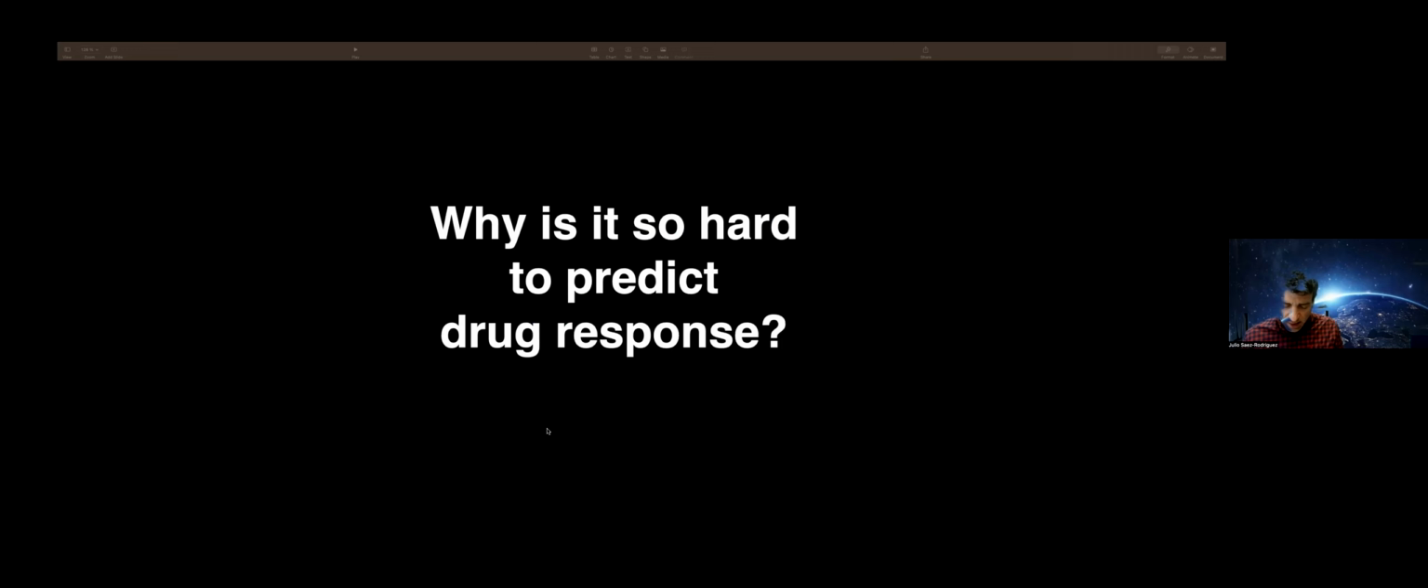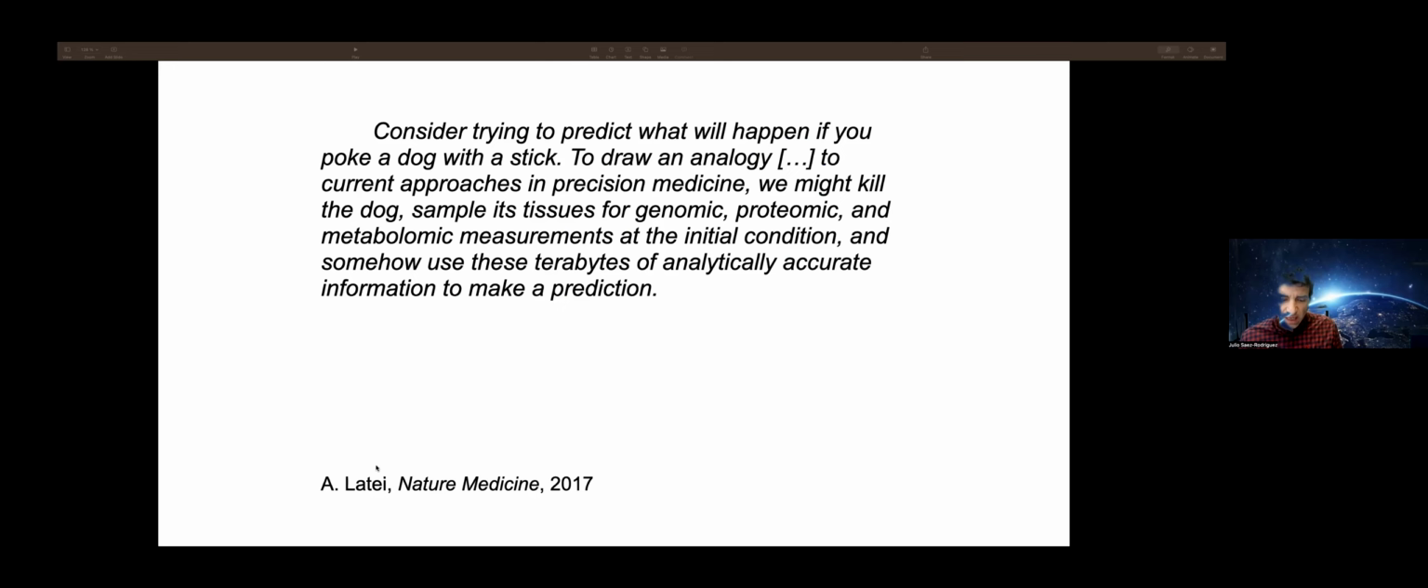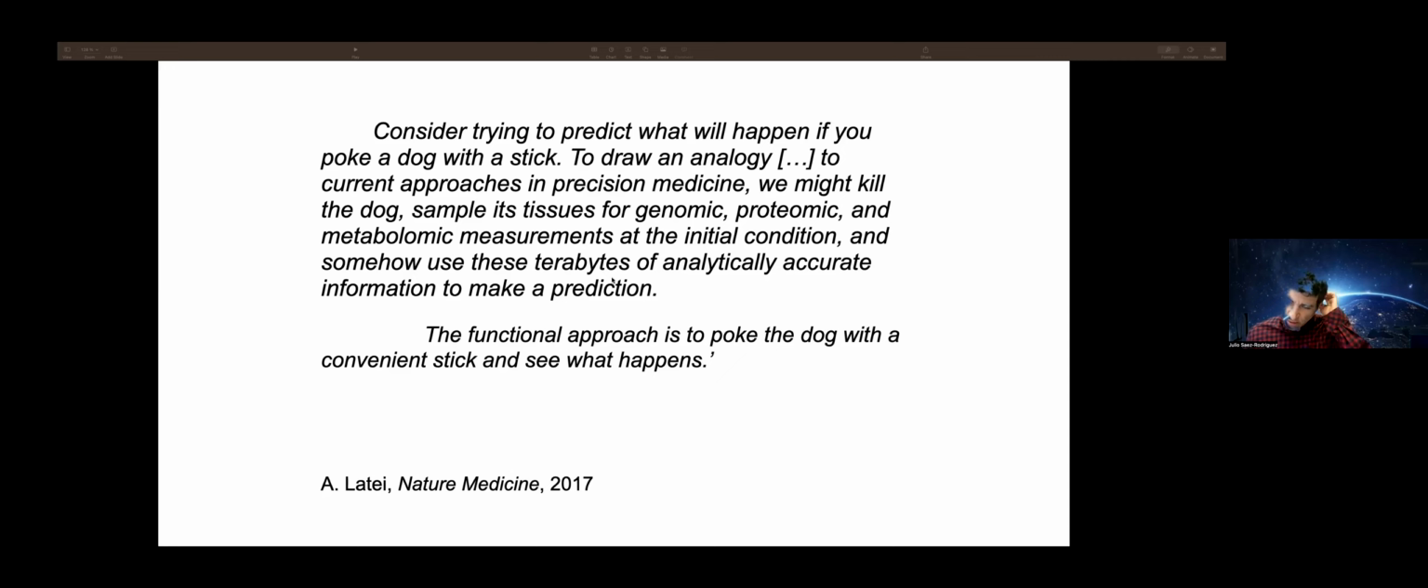I like very, very much how Tony Letai put it. So Tony Letai is an oncologist at Dana-Farber in Boston, and he makes an analogy between predicting drug efficacy and understanding what happens if you hit a dog with a stick. No? And he says, consider trying to predict what happens if you poke a dog with a stick. It's an analogy to current approaches in precision medicine. We kill the dog, sample tissues for all sorts of omics at the initial condition, and then use this huge amount of terabytes of data to make a prediction. And then he says, you know, the complementary functional approach is to poke the dog with a convenient stick and see what happens.